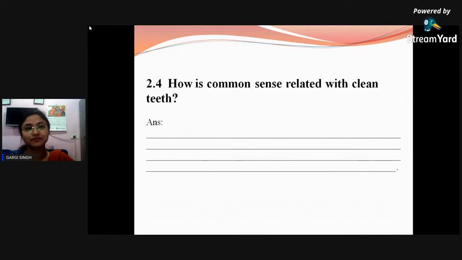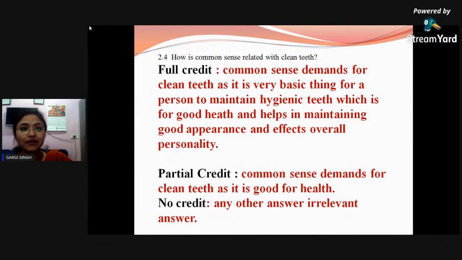What's the correct answer? For full credit, if you have written common sense demands clean teeth, as it is a very basic thing for a person to maintain hygienic teeth, which is for good health and helps in maintaining good appearance and affects overall personality. So something which is very basic actually relates with common sense. This is a very basic thing to maintain hygienic teeth, because this is the first thing that is reflected. It affects our health, it affects our appearance and our overall personality. So this is how common sense relates with clean teeth.